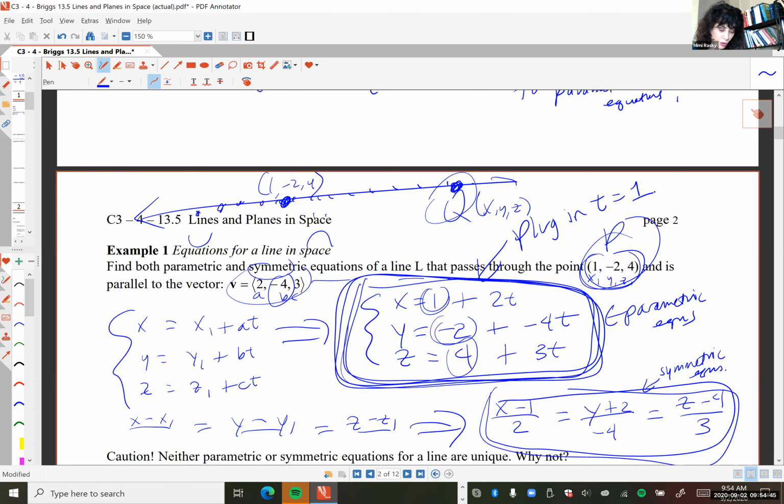And then you get an X coordinate of what? 3. Then -2 plus -4 would be -6. And then when I plug in T equals 1 for the Z equation, 4 plus 3 is 7. Boom. There's a point I claim that also lives on my line.